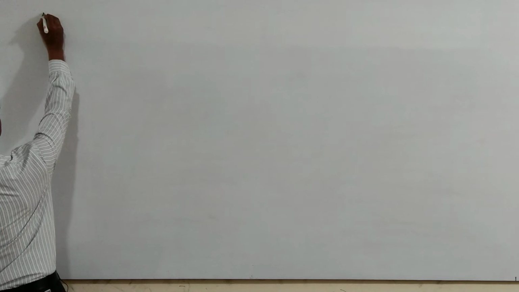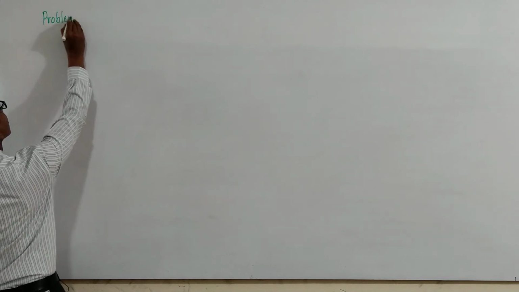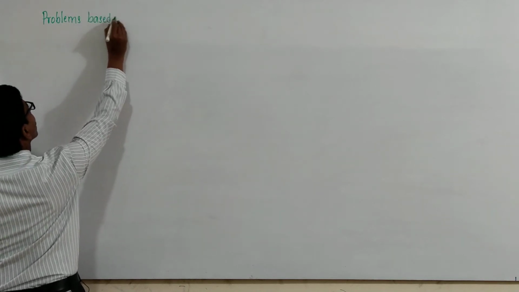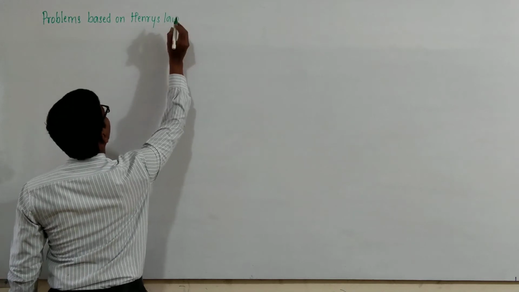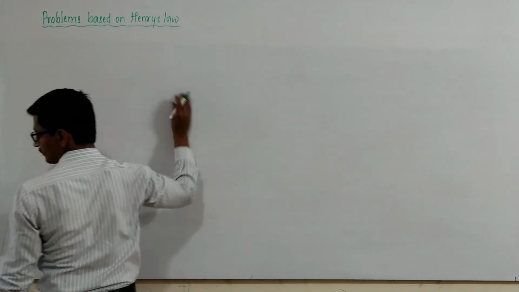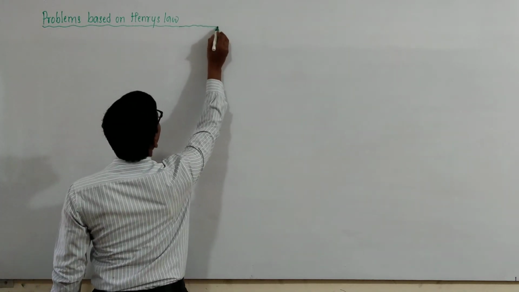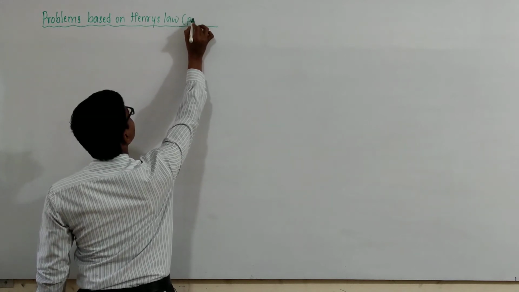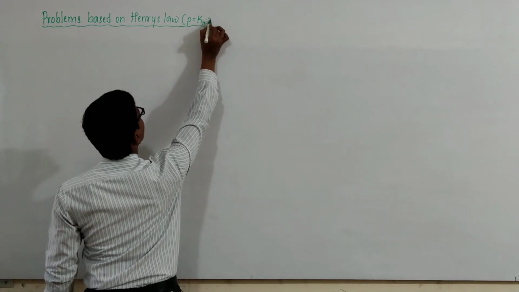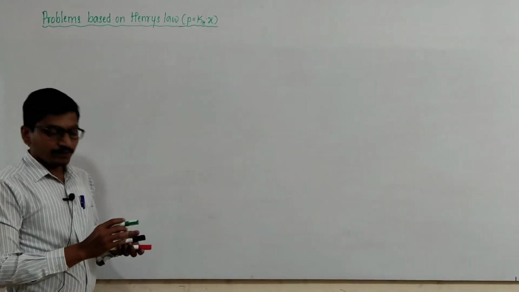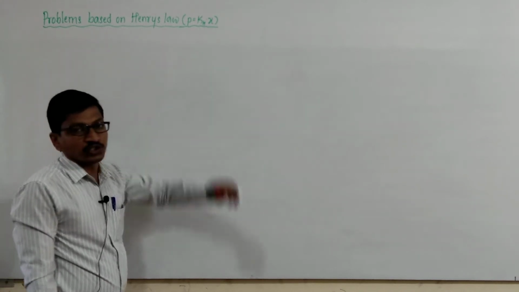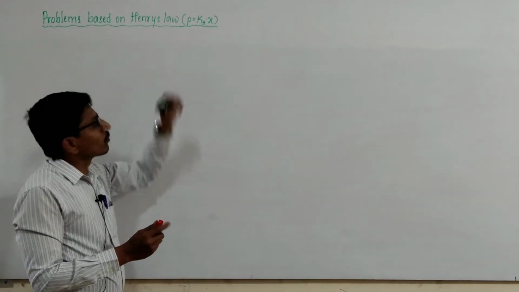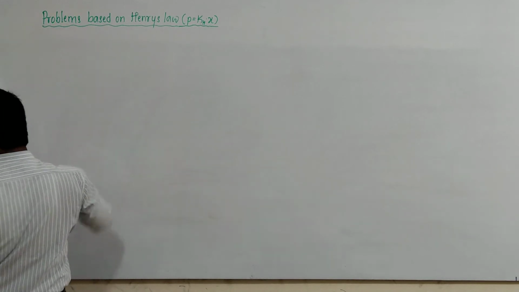Next, problems based on Henry's law. There is only one formula to calculate the problems here: P is equal to KH into X. For the problems based on Henry's law, we have to use the relation that P is equal to KH into X. To solve problems, generally this formula is used.